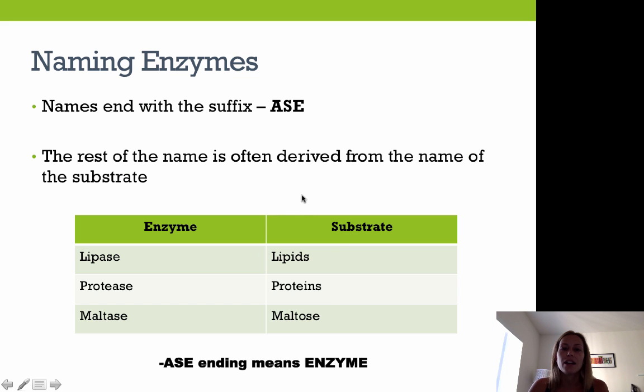So the naming of enzymes. Enzymes typically end with the suffix ase, and the rest of the name of the enzyme is often derived from the name of the substrate. So lipase breaks down lipids, protease breaks down proteins, maltase breaks down maltose. So if you encounter something that ends in ase, 9 times out of 10, you're going to be dealing with an enzyme.